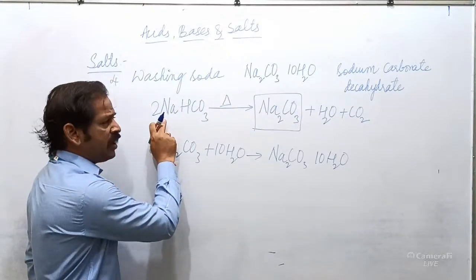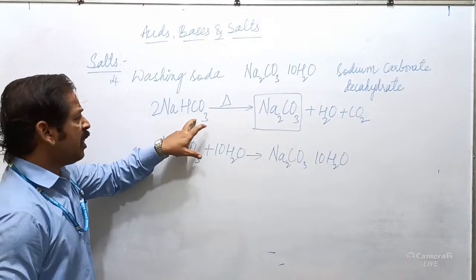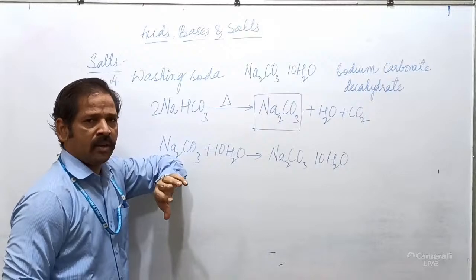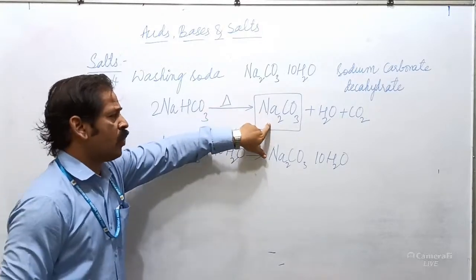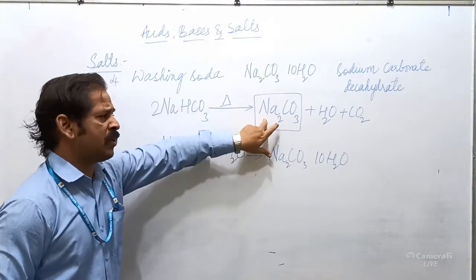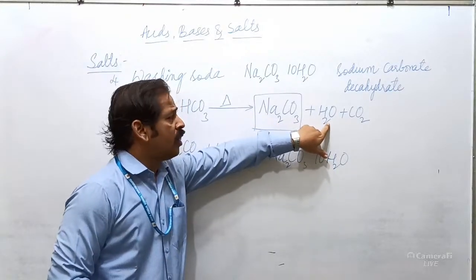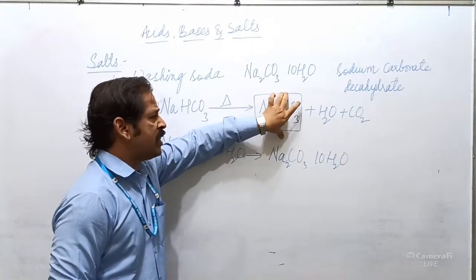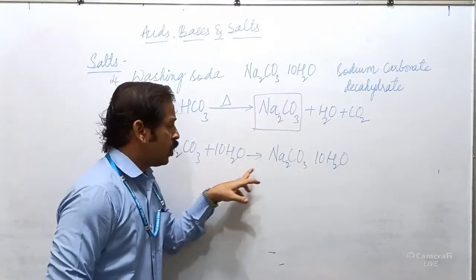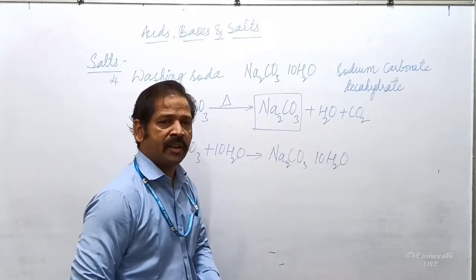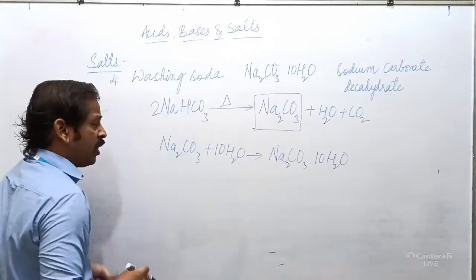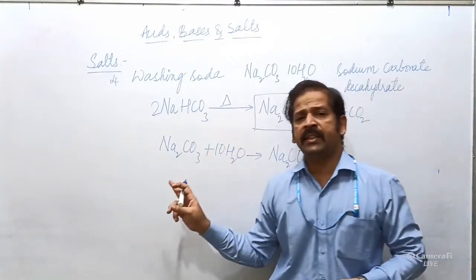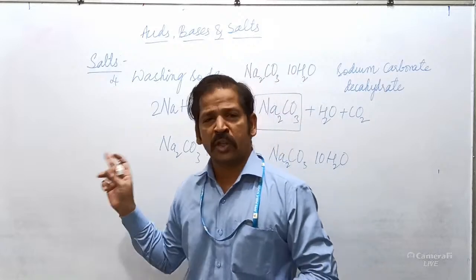Sodium carbonate is formed with the help of thermal decomposition of sodium bicarbonate. From baking soda we get washing soda. If you heat baking soda, you get sodium carbonate, which is a part of washing soda, along with water and carbon dioxide. And when this sodium carbonate reacts with water, it forms sodium carbonate decahydrate. Yes, this is the formula. Now we are going to discuss the next part, the uses of washing soda.